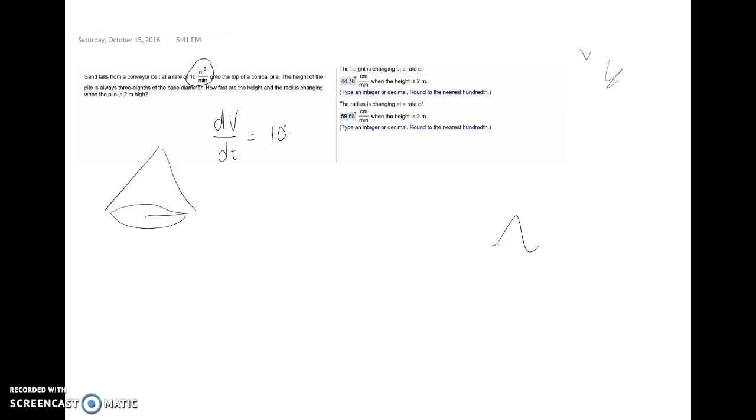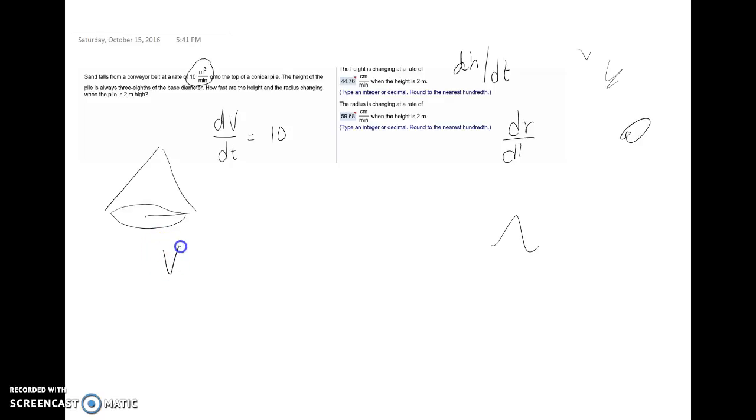Okay, now we want to know how fast the height and the radius is changing. So how fast the height is changing, that's going to be dh/dt, the rate of the height. And how fast the radius is changing, that's going to be dr/dt. So we're kind of going to do this problem twice. Okay, so we're going to start with the height.